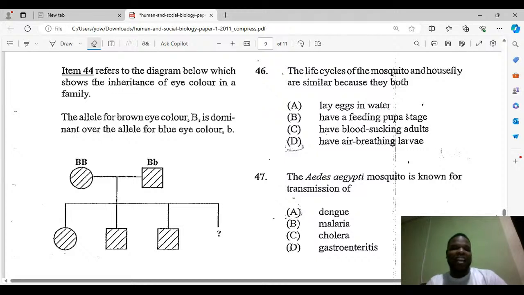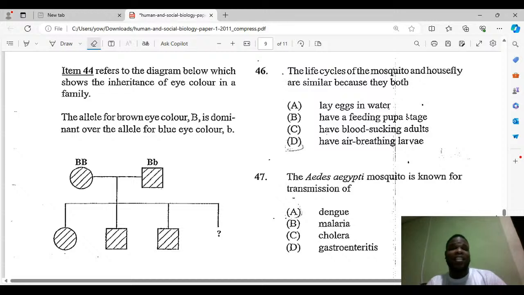Does fly have a feeding pupa stage? Does mosquito have a feeding pupa stage? The answer is no. Mosquitoes don't feed in their pupa stage. As long as a mosquito turns pupa, it doesn't feed. So therefore, it's not that. You have to know that. Mosquitoes don't feed in the pupa stage.